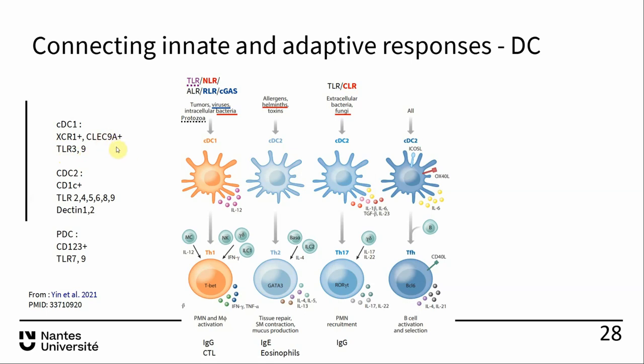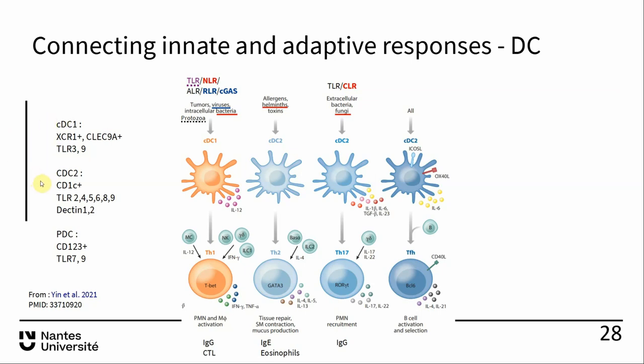CLEC9A is a kind of danger recognition receptor, DAMP receptor, I guess, which is specific for filamentous actin, which normally is just on the inside of cells, but the CLEC9A can allow CDC1 to bind to and be activated by damaged or dying cells.